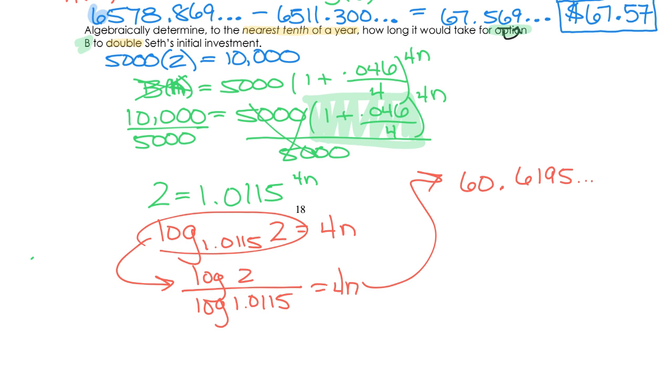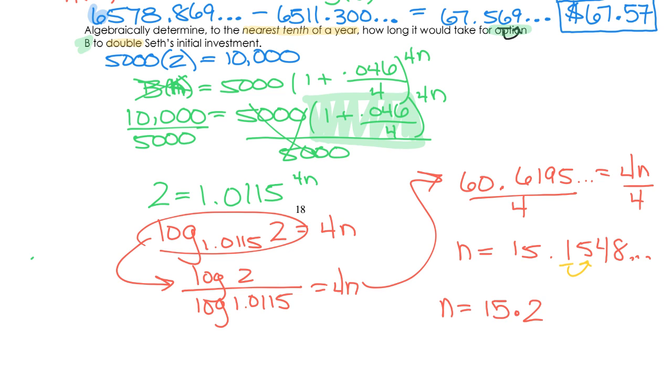Once I type it in, I end up with 60.6195 equal to 4n. I'm going to then divide by 4 so that I can figure out that n, the number of years, is 15.1548... Rounding direction said nearest tenth. Look next door, and that's going to round it up. And so we'll say n equals 15.2 years. And that's how long it's going to take him, using option B, to double his money.